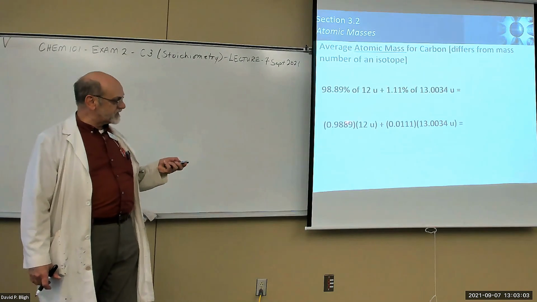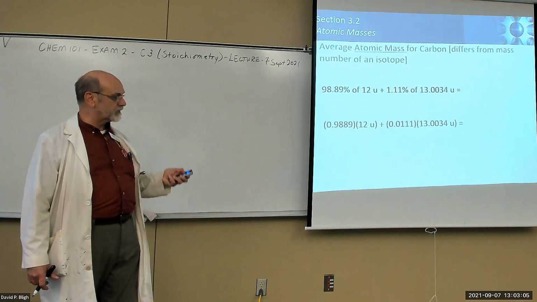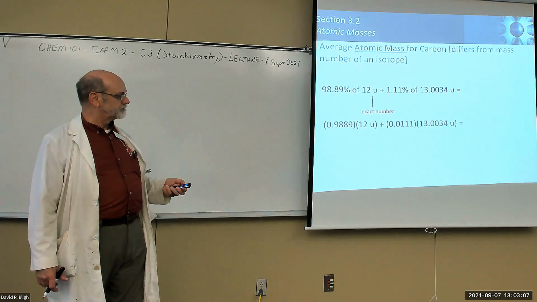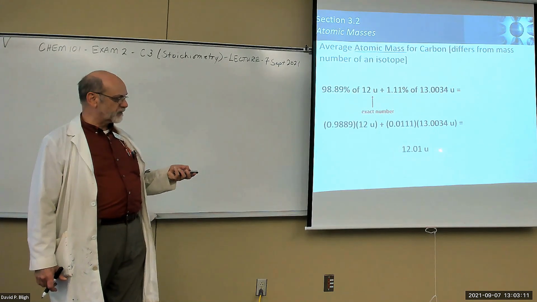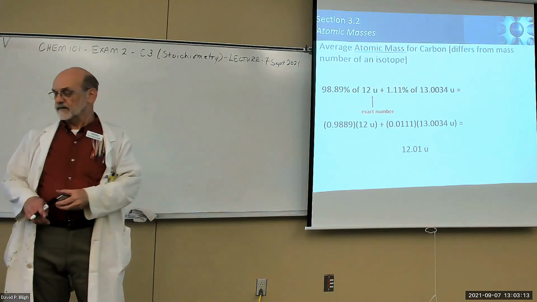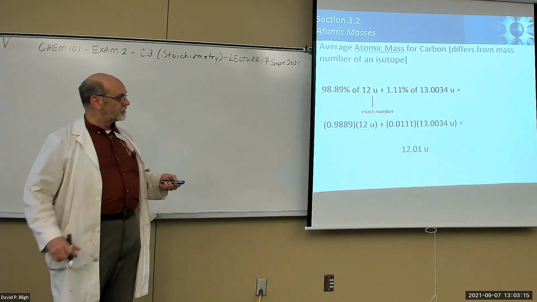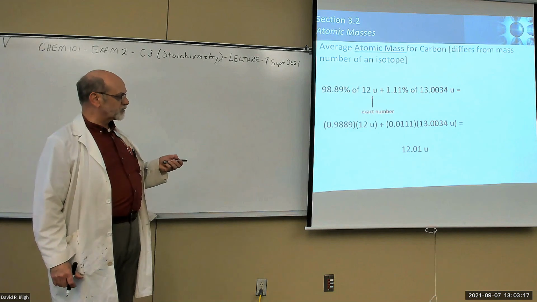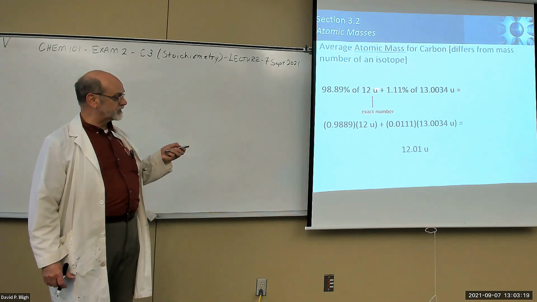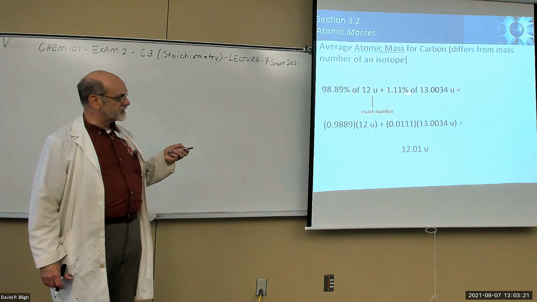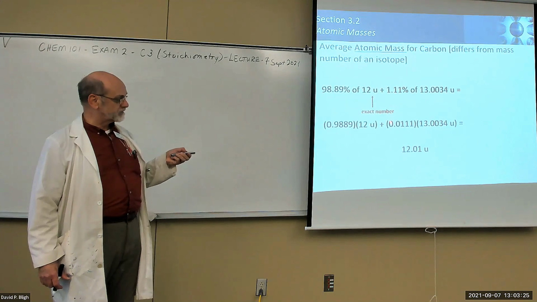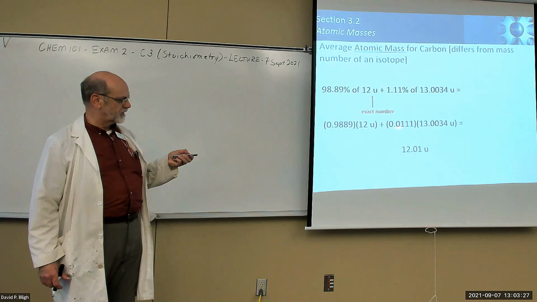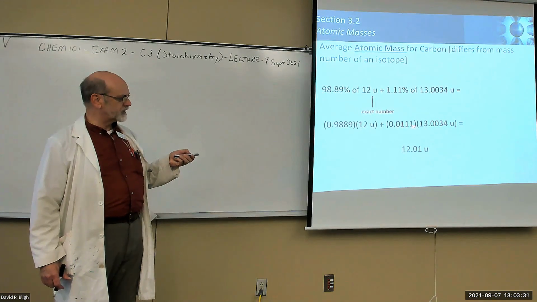And when you multiply these out and add them together, you end up with something in the neighborhood of 12.01, rounded off to 2 decimal places. We could round it off to more decimal places because this is an exact number. It doesn't matter, right? But actually, this does matter. It's 2 decimal places. No, wait a minute. It's 4 decimal places. Or 3 significant figures.